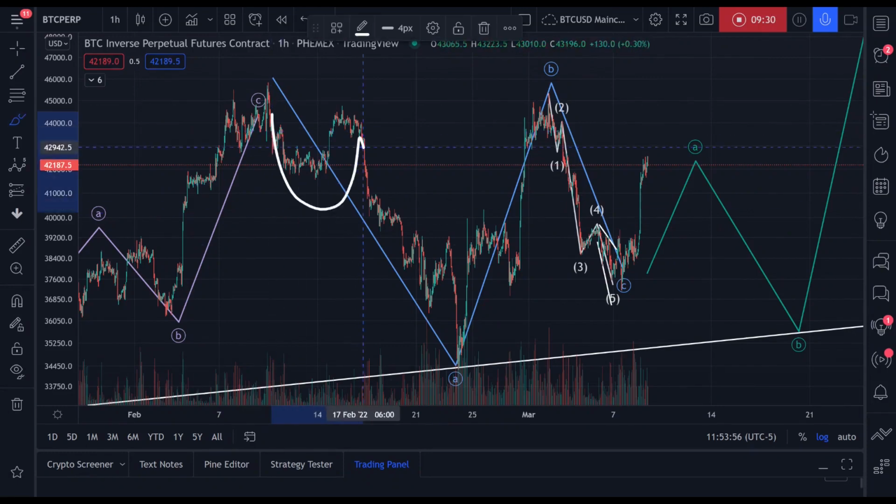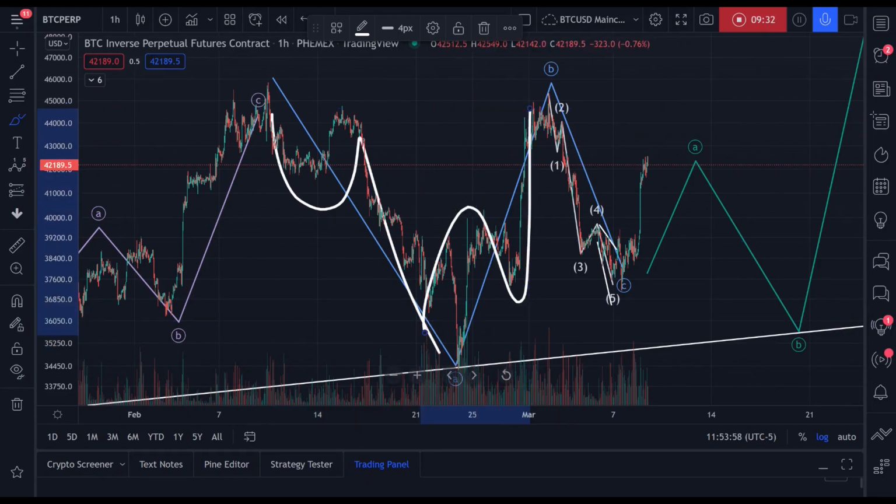So we have A, B. This is a legitimate B. Why is it a legitimate B? 1, it retraces to at least the 0.5 Fibonacci retracement of wave A. 2, it has 3 waves in and of itself, and in those 3 waves, there's a 0.5 minimum retracement. Those 2 things are satisfied.